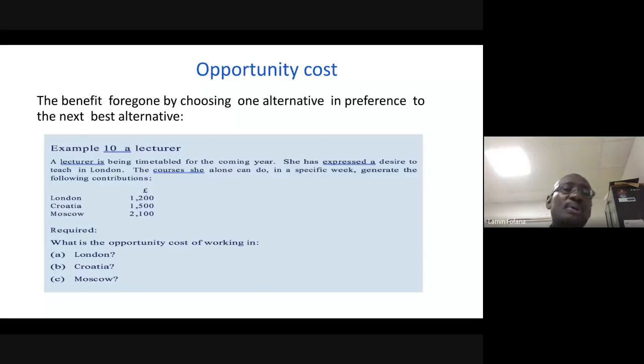We have an example before us, example 10, regarding a lecturer. A lecturer is being timetabled for the coming year. She has expressed a desire to teach in London. The courses she alone can do in a specific week generate the following contribution. If she lectures in London, she is going to get £1,200 sterling.